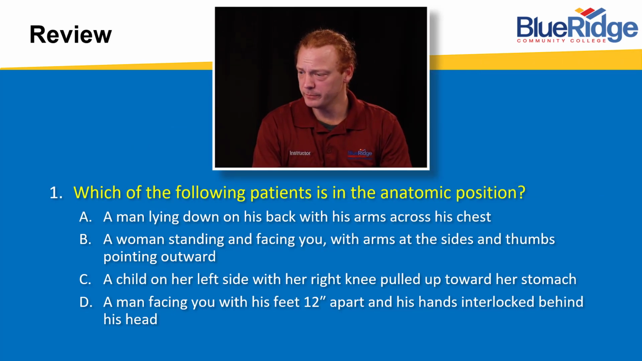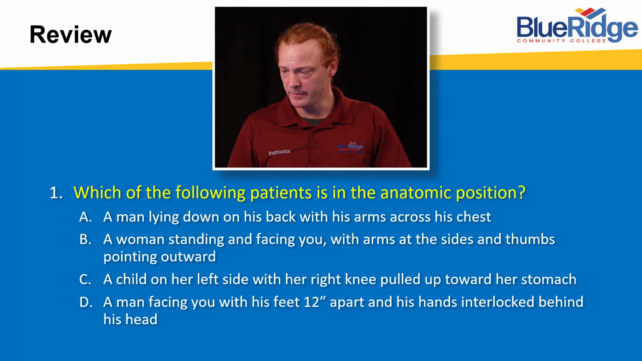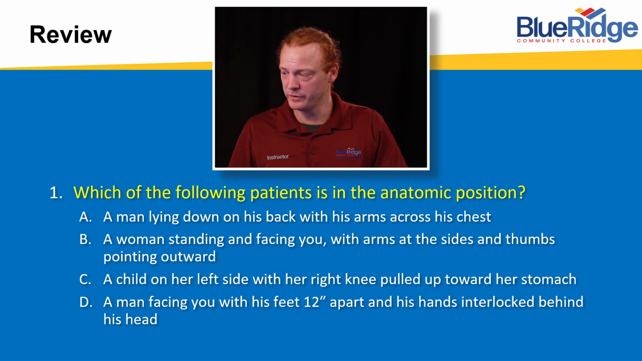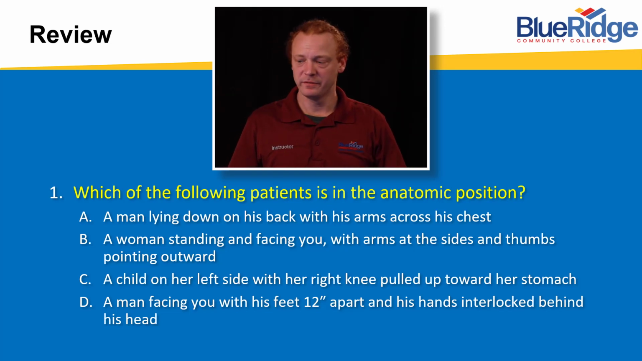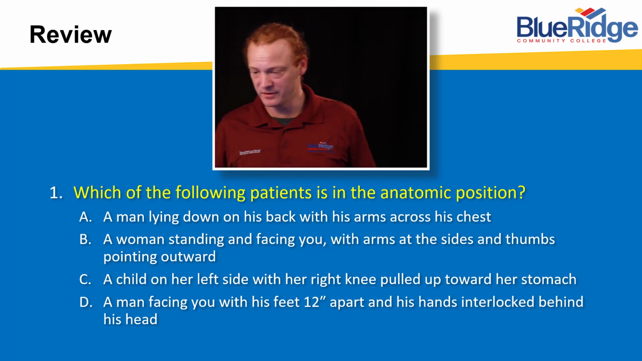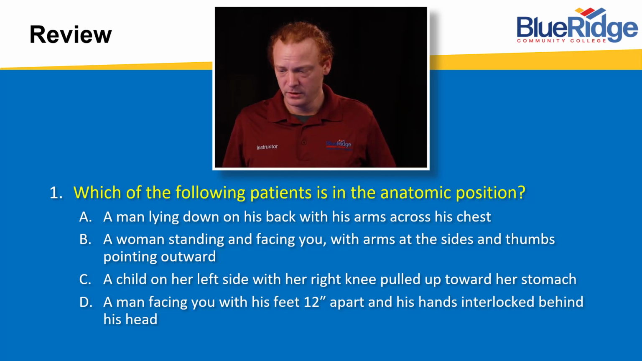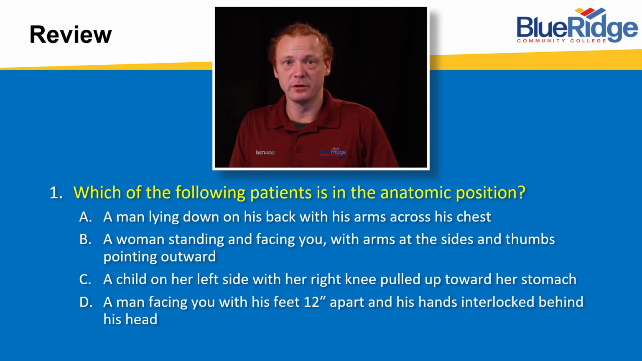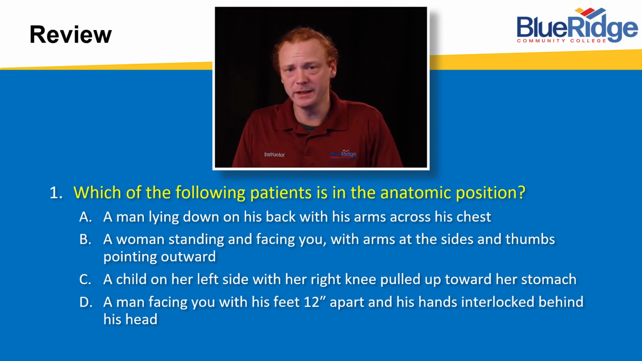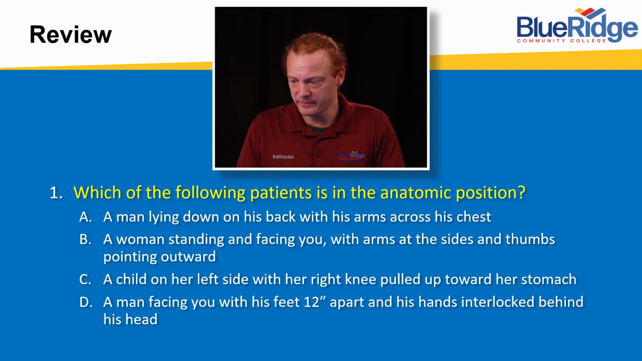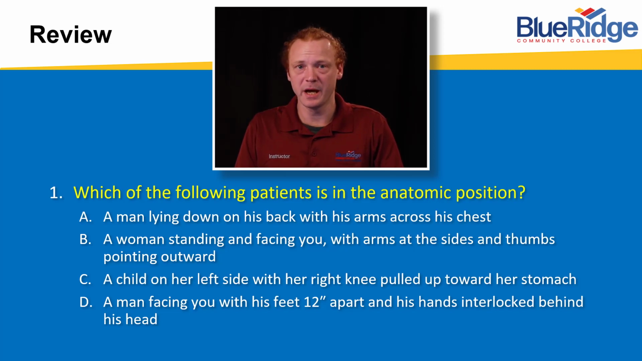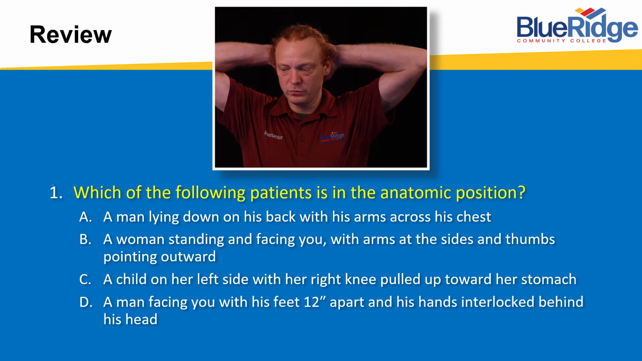Which of the following patients is in the anatomic position? Is it A, a man lying down on his back with his arms across his chest? B, a woman standing facing you with arms at the sides and thumbs pointed outward? C, a child on her left side with her right knee pulled up toward her stomach? Or D, a man facing you with his feet 12 inches apart and his hands interlocked behind his head, like so?